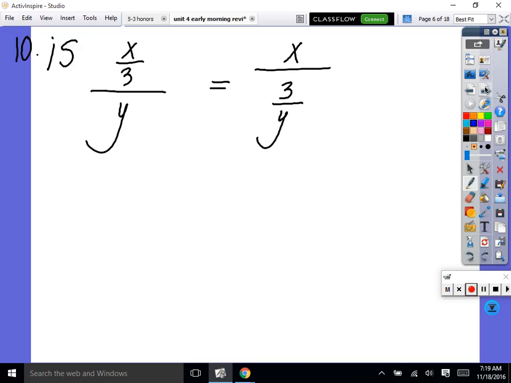So this is really x divided by 3 divided by y over 1. I always draw my ones. So dividing fractions is easy as pi: flip the second and multiply. So our answer on top would be x over 3y.